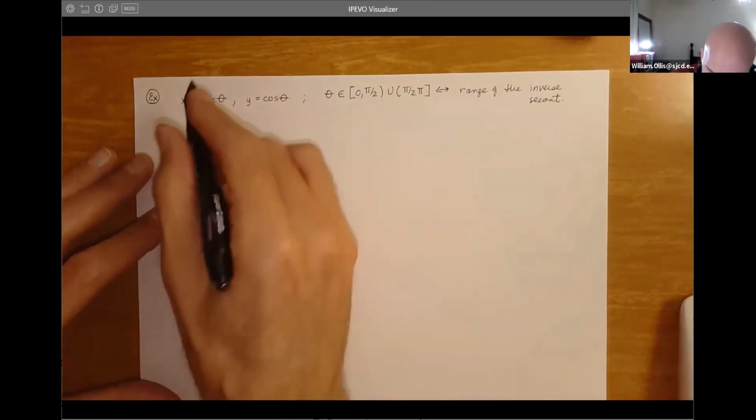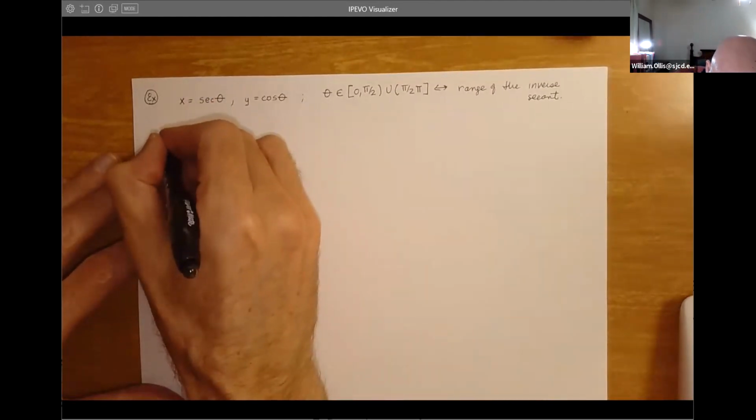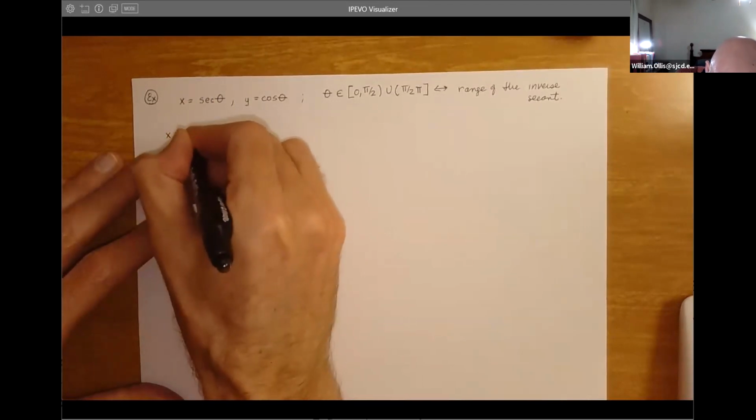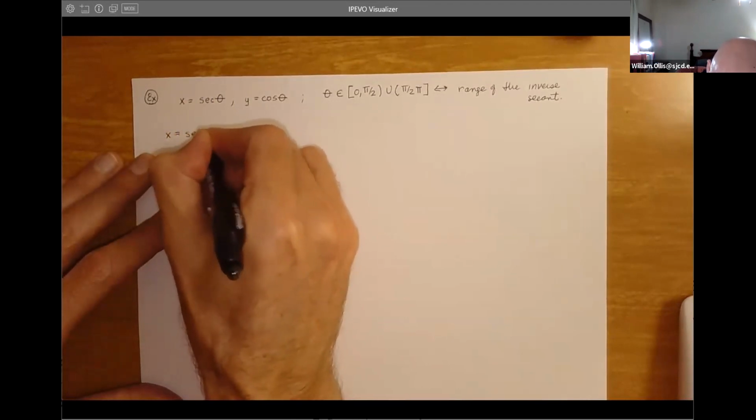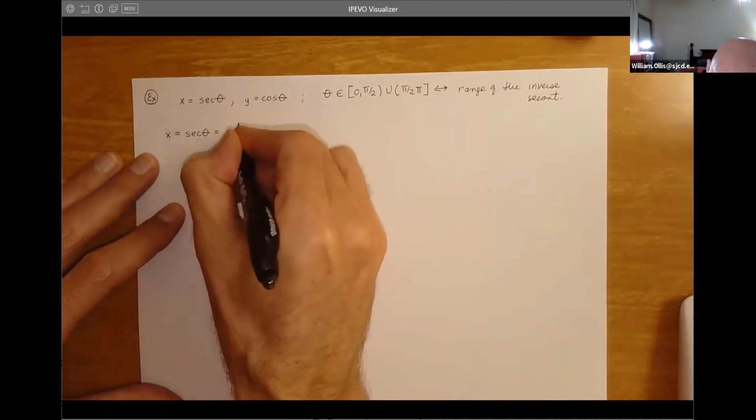Let's see. Let's eliminate the parameter. So now, of course, x equals secant theta. This is clearly very straightforward. This is just 1 over cosine, right?